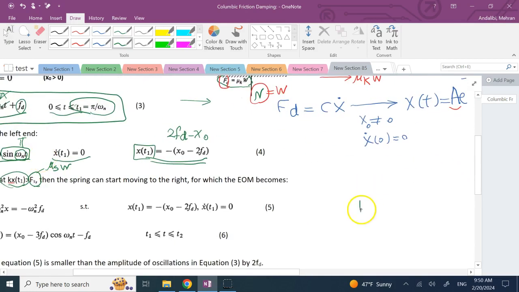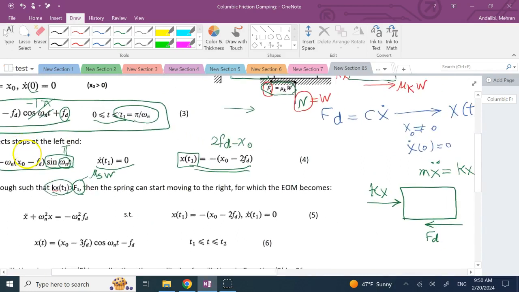In this situation, if you draw the free body diagram, the spring force is pushing to the right. The friction, kinetic friction, is going to be to the left. So this is your Fd, this is your k times x. So in this case, if you write equations, it's going to be mx double dot equals positive kx minus ft.